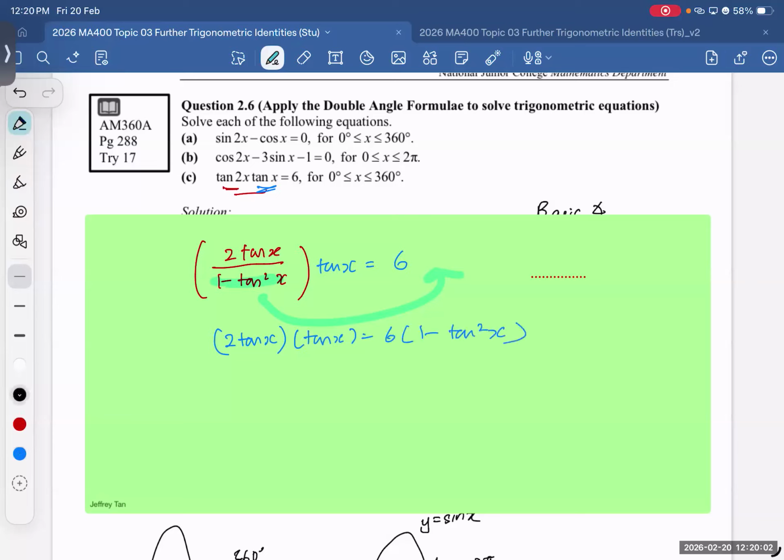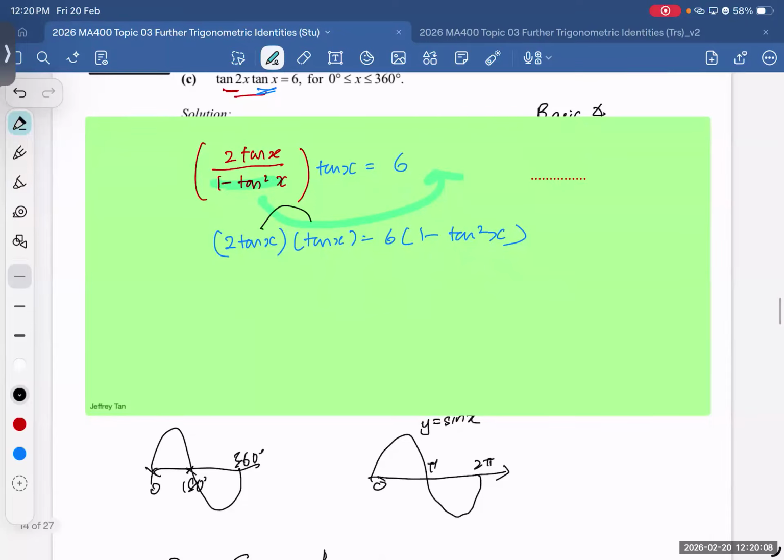So far, okay? Who's actually listening to me for this? Yeah, only Joshua. Okay. So from here, Joshua, you see 2 tangent square x. On the right hand side, 6 minus 6 tangent square x. So far, so good. Simplify this a bit. You have 8 tangent square x equals to 6. Divide by 8 on both sides. Tangent square x equals to 6 over 8, which is 3 over 4.